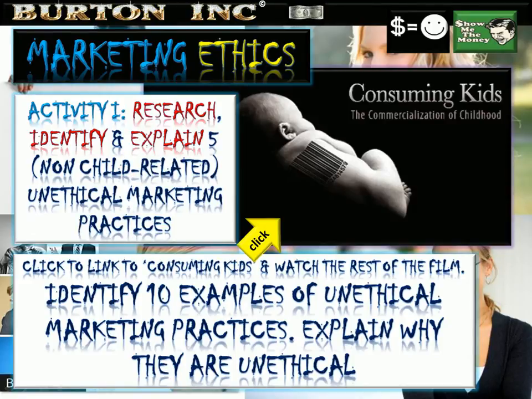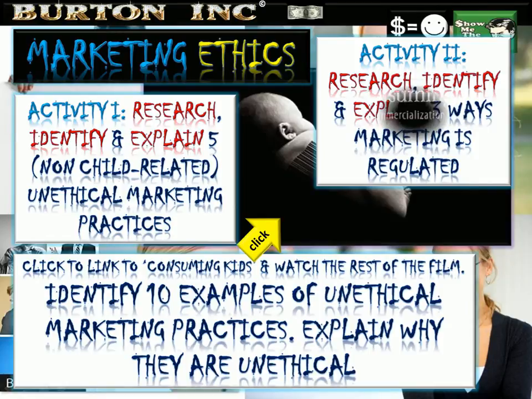And another two activities as well. Research and identify and explain five unethical marketing practices, non-child related, right? Because you've already been through and done that with consuming kids. And your second activity, research, identify and explain three ways that marketing is regulated. So that's the laws around marketing, the laws governing marketing practices. Different countries you'll probably find have different laws.